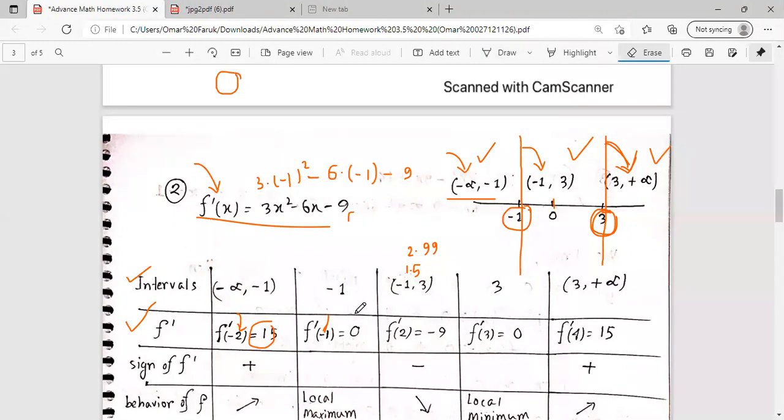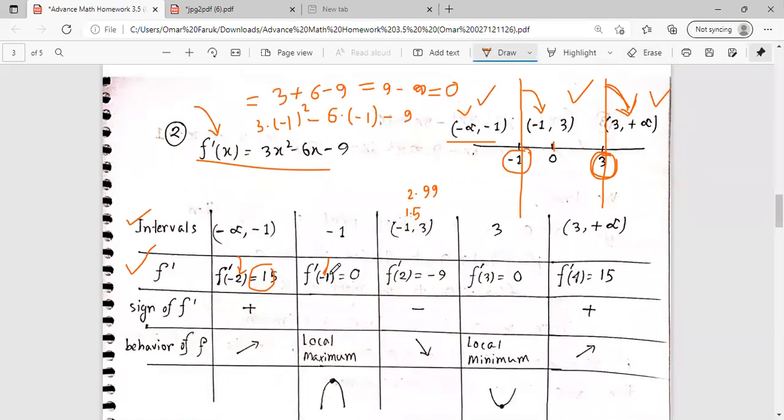So it will make 3 plus 6 minus 9. That means 9 minus 9, or 0. So f derivative -1 equals 0. Then here we have -1, we have -1, comma 3.